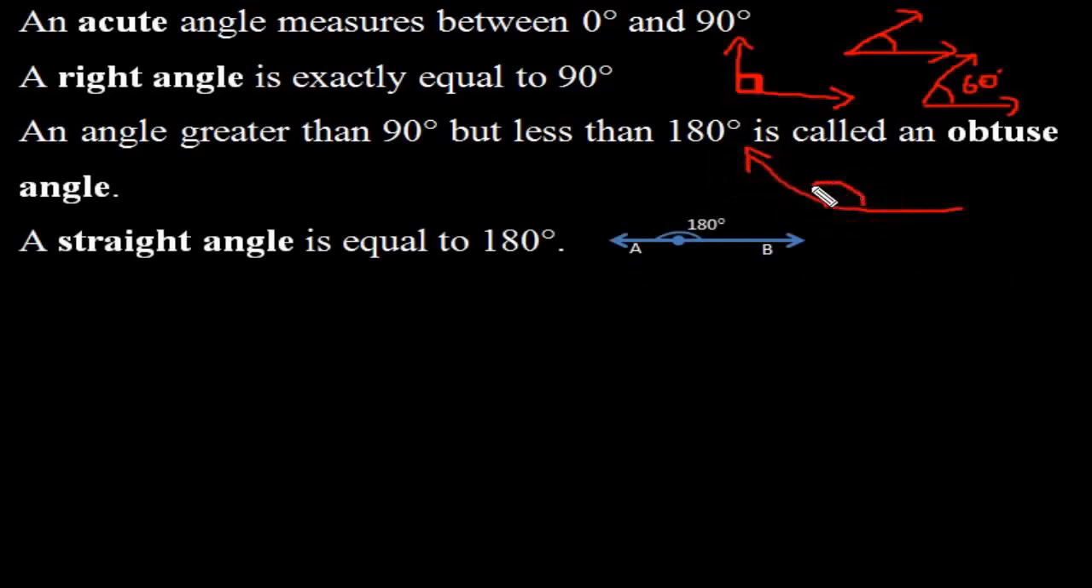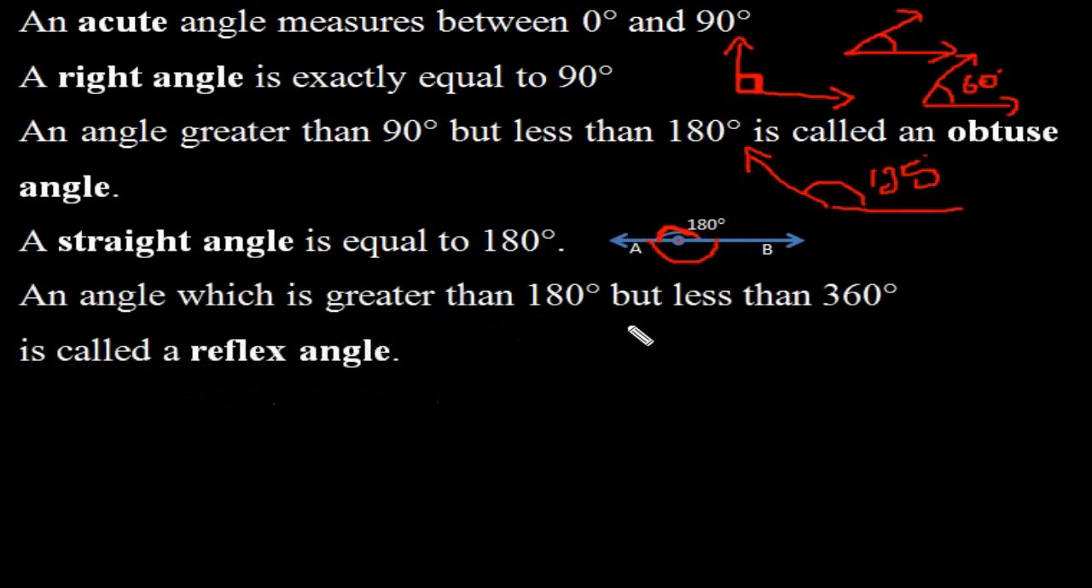I have given one example for you. For example, 135 degree. This is an example of an obtuse angle. Next one, a straight angle is equal to 180 degree. I have given the diagram already here. This is a line AB. At the center, this angle will be always equal to 180 degree. Even above this line or else below the line, it's going to be 180 degree.